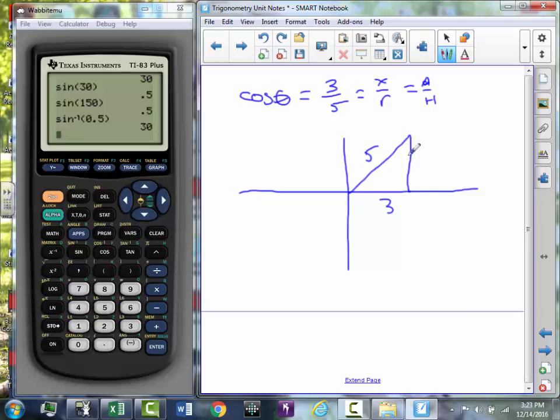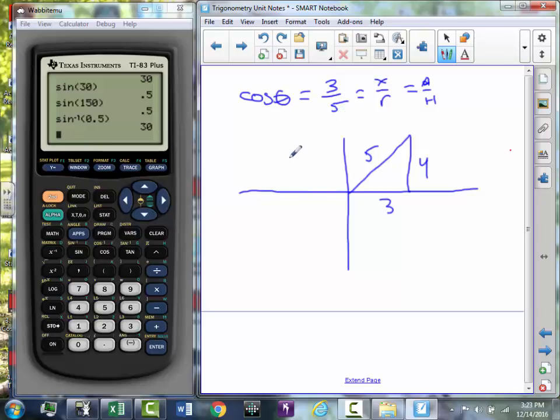What would the other side be? Do you guys know this off the top of your head? What 5 and 3, what the other side is? It's a 4. Okay. That is one of the triangles that could work. But I can throw a triangle in a different quadrant that has a ratio of 3 to 5 for cosine.